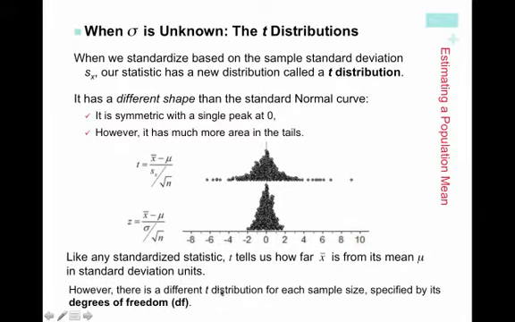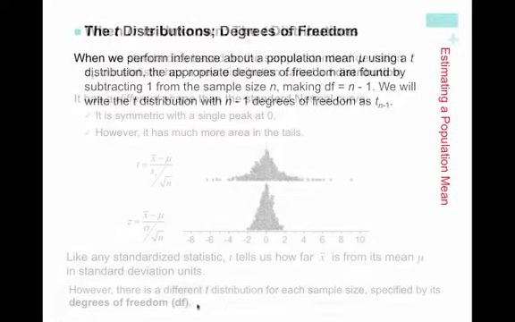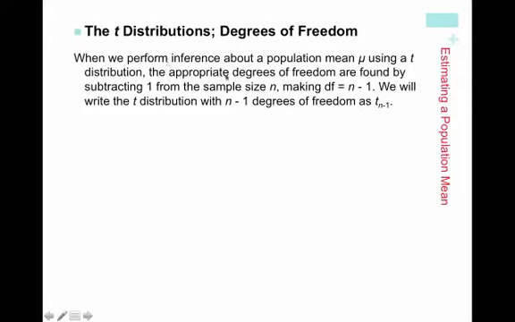There is a different t distribution for each sample size. So the sample size determines the distribution. And its degrees of freedom is how we specify and label these different t distributions. The degrees of freedom, df, is n minus 1. So if we have a sample size of 10, the degrees of freedom would be 9.